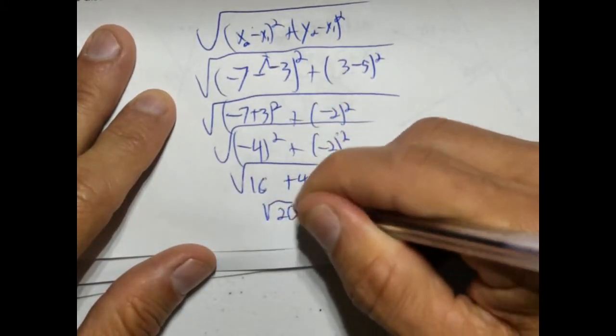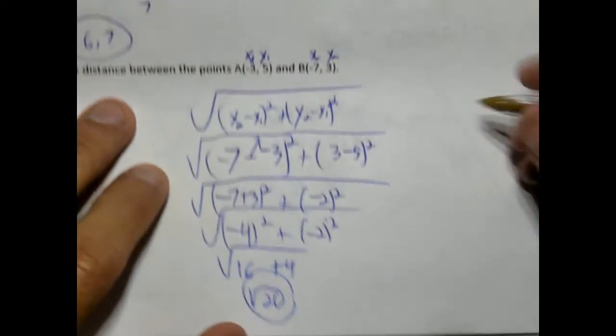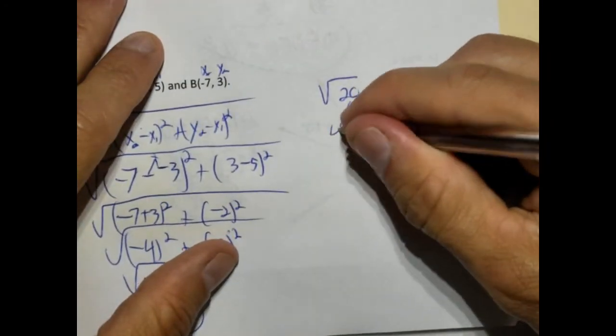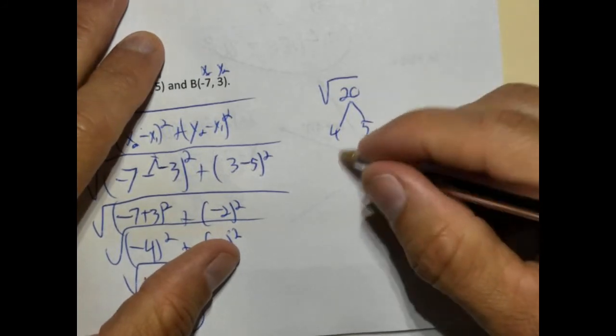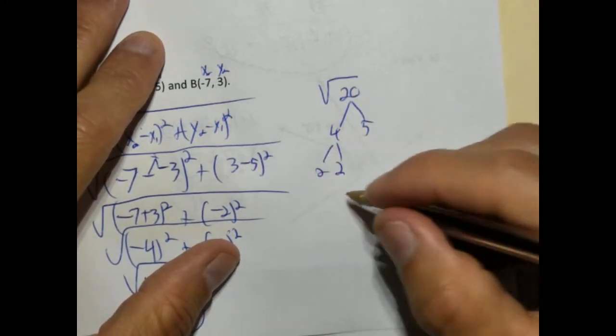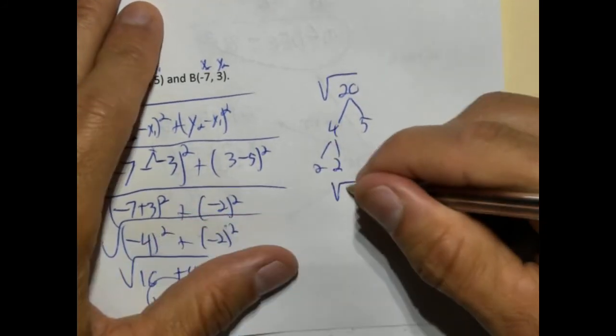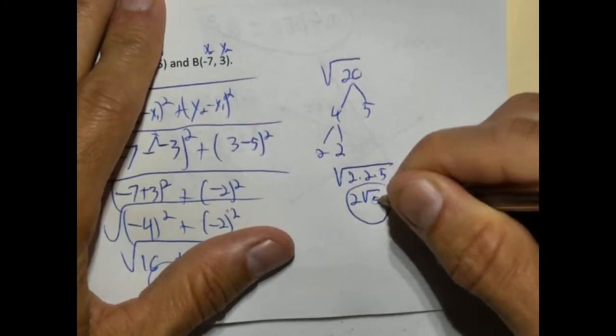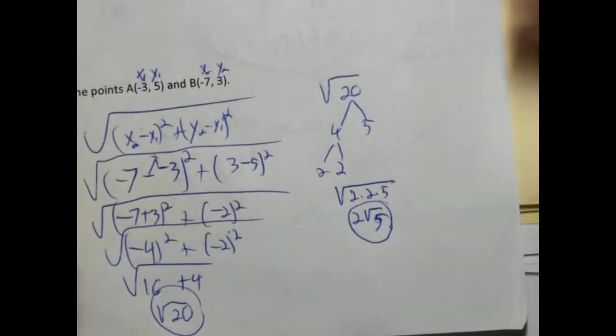Radical 20. Now you can simplify that if you want. Radical 20 is going to be 4 and 5. 2 and 2. So you could write this as 2 times 2 times 5, 2 radical 5. Either one of these is fine. 2 radical 5 or radical 20 is totally fine.